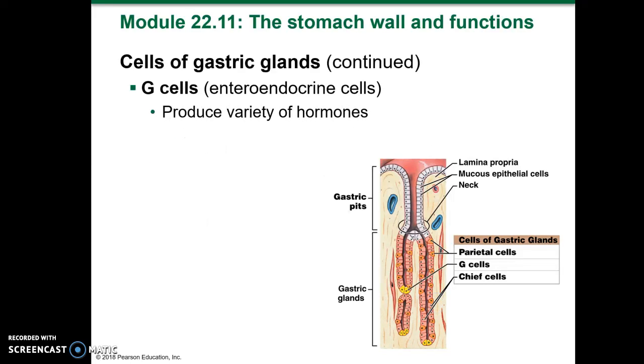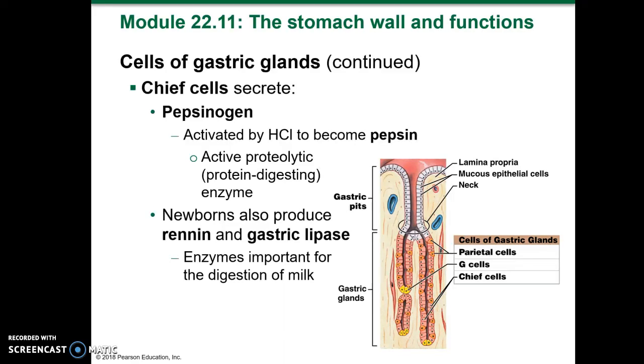The G cells, also called enteroendocrine cells, produce a variety of hormones. Chief cells secrete pepsinogen. It's activated by the hydrochloric acid to become pepsin, which is an active proteolytic enzyme. It digests proteins. Newborns also produce renin and gastric lipase. These are enzymes that are important for the digestion of milk.